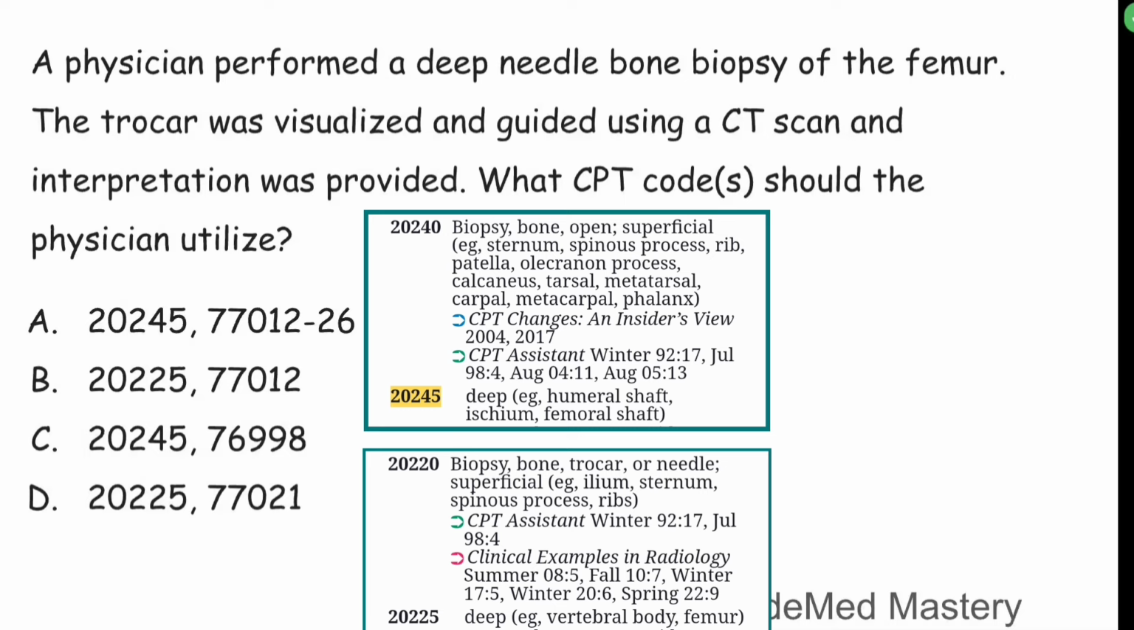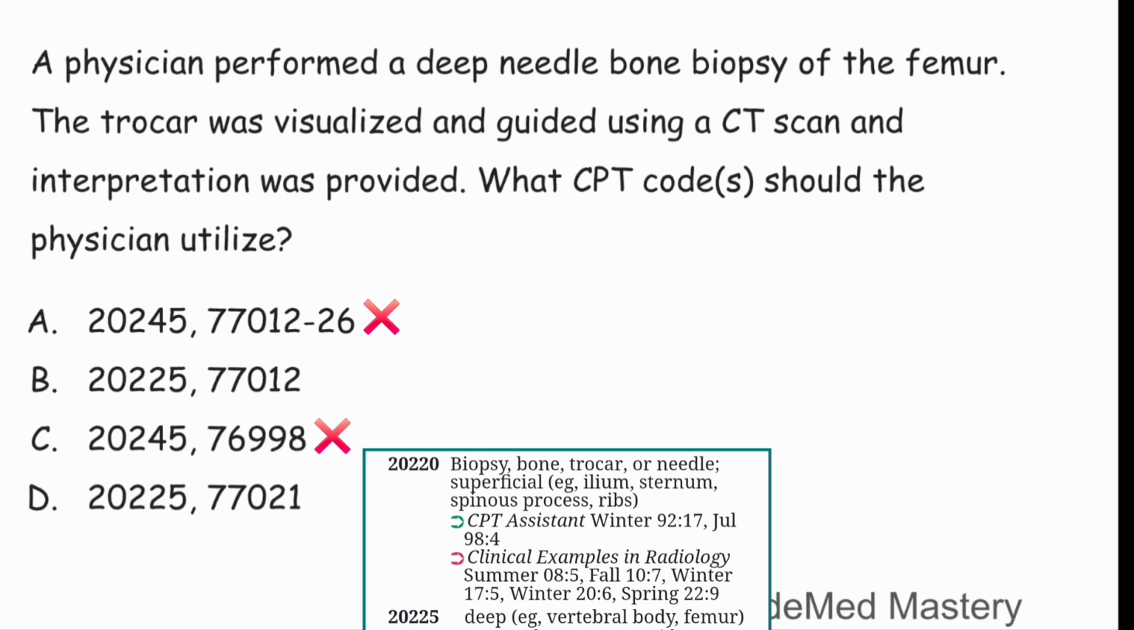Now let us decide between these two codes, that is 20245 and 20225. Between these two codes, which is correct? In the question, they have given physician performed a deep needle biopsy of the femur. The trocar was visualized and guided using a CT scan and interpretation was provided. So here they have given deep needle bone biopsy of the femur. Therefore, the appropriate code will be 20225 because it is for biopsy of bone. They have mentioned needle and also it is for deep, example, vertebral body or femur. In the question, femur is given. Therefore, the appropriate code is 20225. Therefore, we'll eliminate option A and C, which has the code 20245.